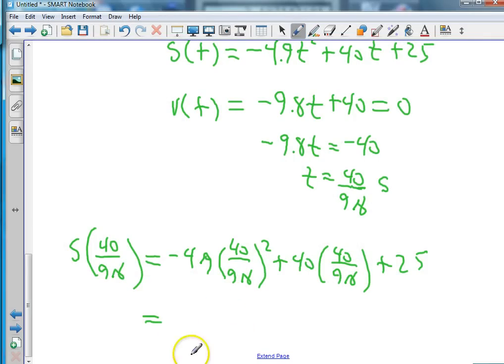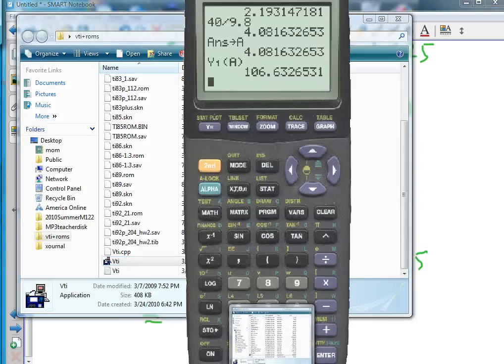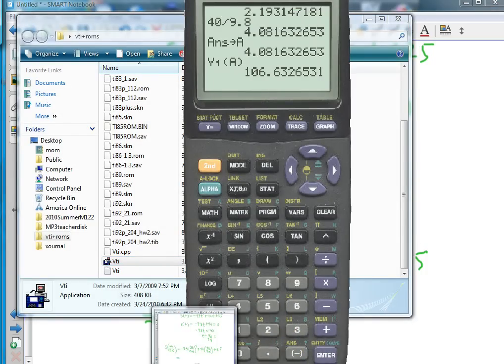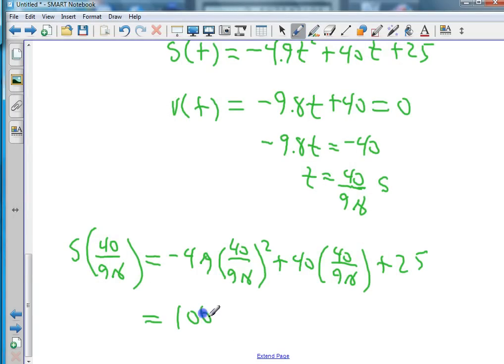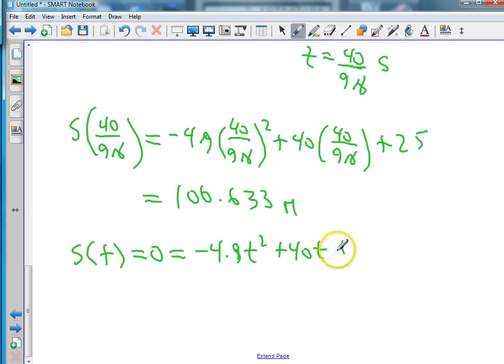So the max was 106.633-ish, and this was in meters, right? Okay. All right, so now what is left to do is to figure out when S of t is 0. We want to solve for t. But S is negative 4.9 t squared plus 40t plus 25.